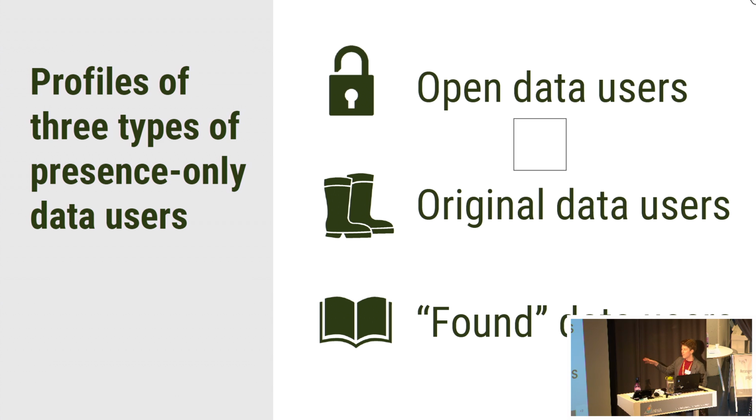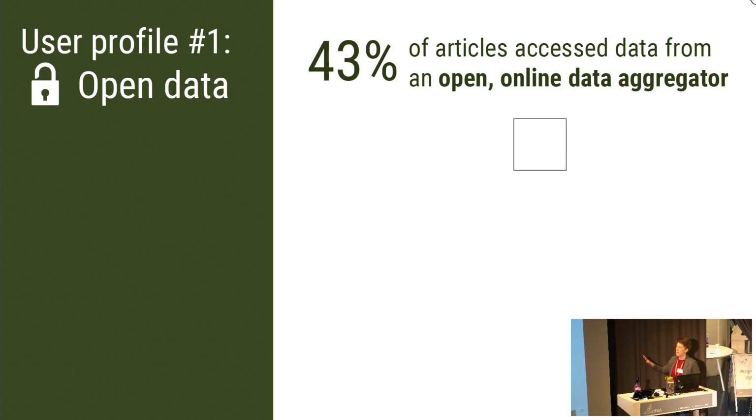To do that, we subset our data into three different categories to look at a profile of three different users of presence-only data, defined by where they accessed that data from. Users who access data from open sources, those who only use their original data, and those who used what I'll call found data, which is data that they didn't collect themselves or get from an open source, but maybe from a management agency or a nonprofit or the literature. I'll walk through some key facts about each of these profiles really quickly, and then try to draw some overall conclusions.